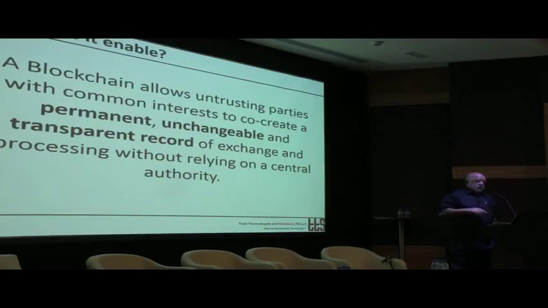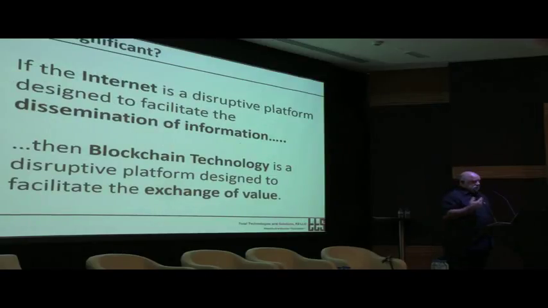What does blockchain enable? It allows untrusting parties with common interests to co-create permanent, unchangeable, and transparent records of exchange and processing without relying on a central authority. Why is it significant? If the internet is disruptive, then the blockchain is also a disruptive technology, for an exchange of value, unlike the internet, which was for dissemination of information.